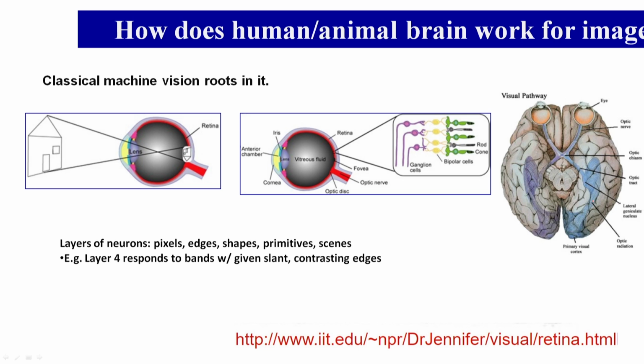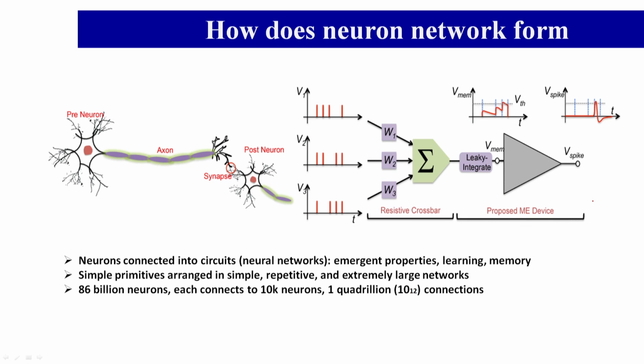Then you can have rod and cone cells, which give you the capability to see color images. This is typically known. You can see this from this site, iit.edu at NPR, Dr. Jennifer's, nicely given. So, how does this neural network function in this case?